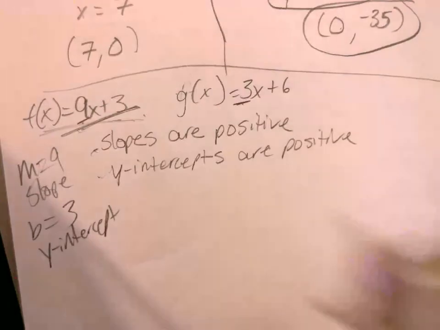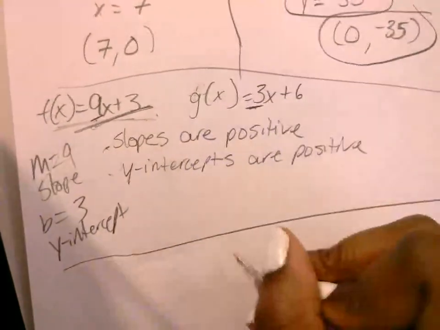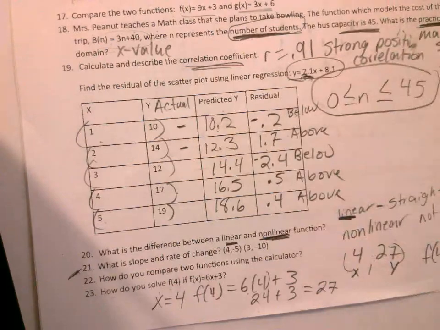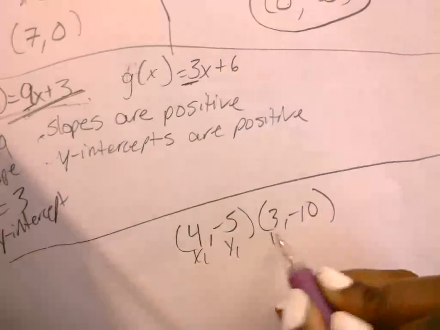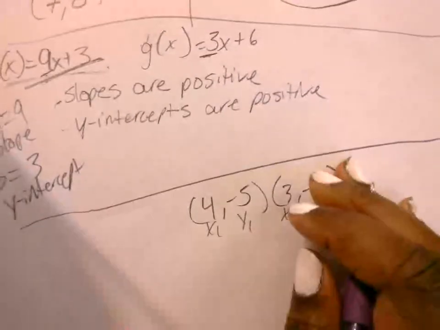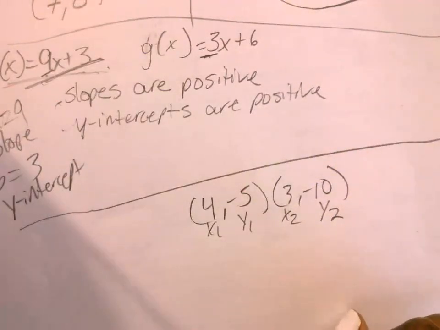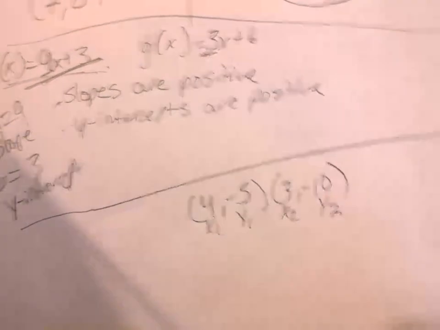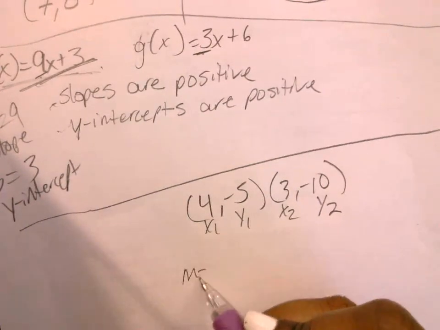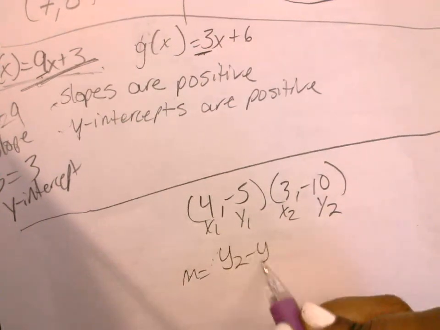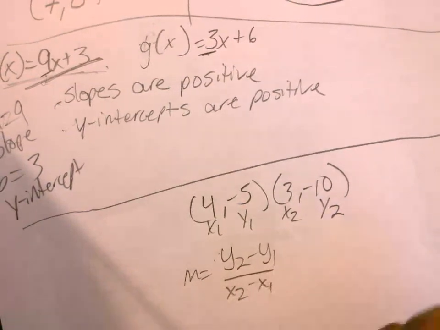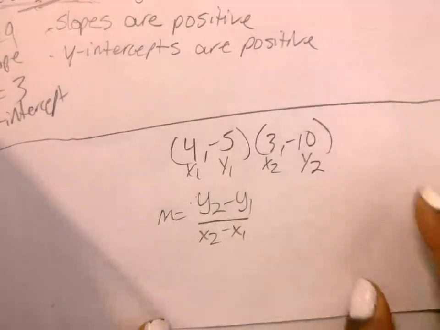So let's go back and look at the rate of change, the slope problem. Let's write the 2 ordered pairs: 4 and -5, and 3 and negative 10. This is x1, y1, x2, y2. What do you do to find the slope? What's the formula for slope? M equals y2 minus y1 over x2 minus x1. Very good. This is the slope formula, same thing as saying rate of change.